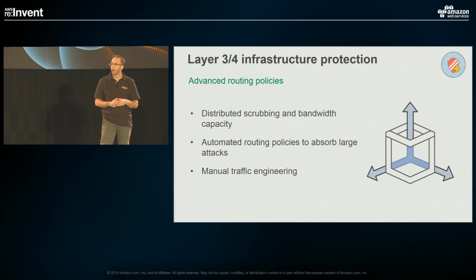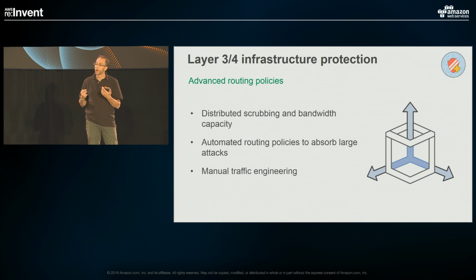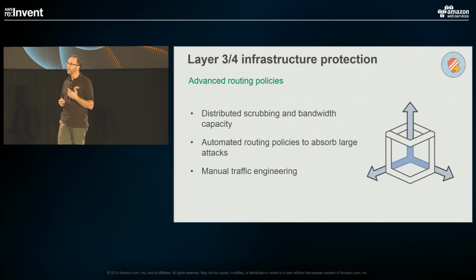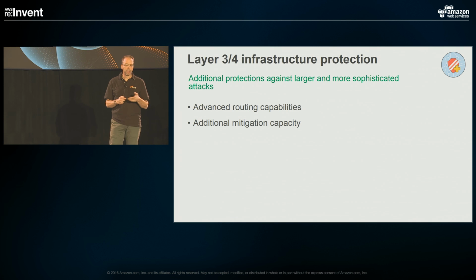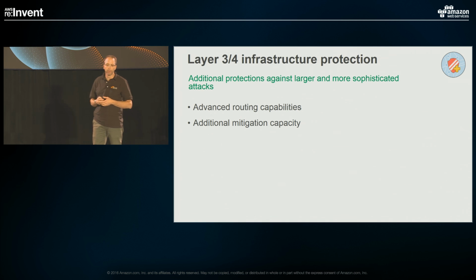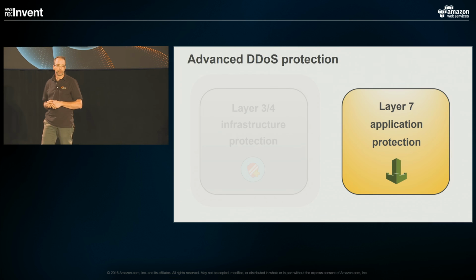Also in the case of large attacks, we can take advantage of our large network infrastructure, and we can implement advanced routing policies behind the scenes that essentially help us absorb those large attacks. And we do a lot of that automatically. We also have the capability to get involved manually if that's ever necessary. So, again, this routing capability is what really helps us absorb a lot of these large attacks. So now let's move on to layer 7.